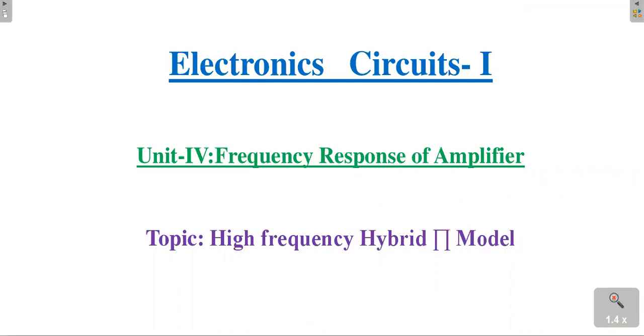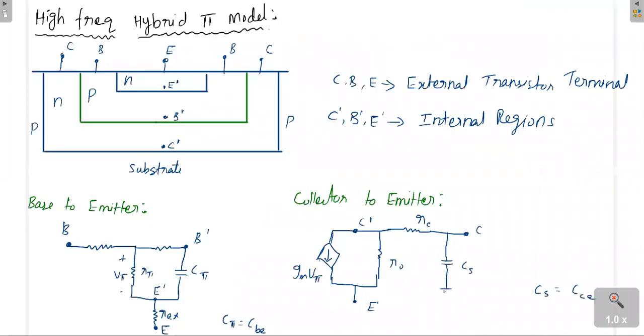Welcome to the course Electronic Circuits 1, Unit 4. Today's topic is the high frequency hybrid pi model. So far we have been discussing the amplifier response nature in low frequencies. Now we'll be discussing the high frequency hybrid pi model.